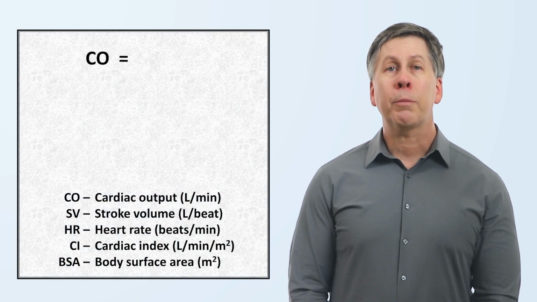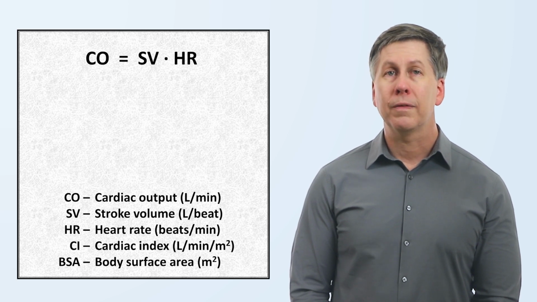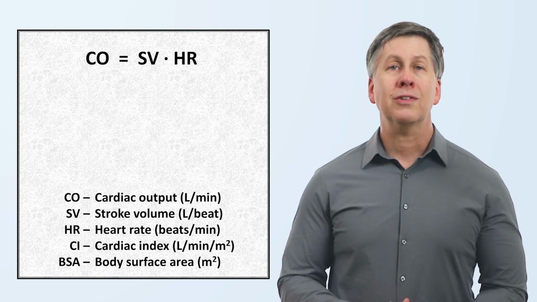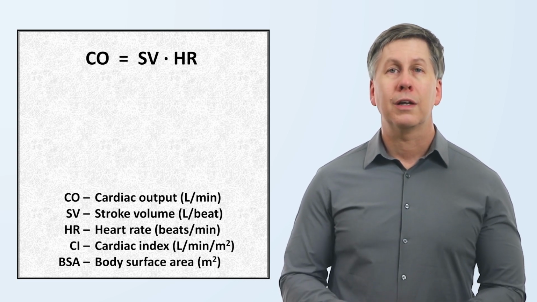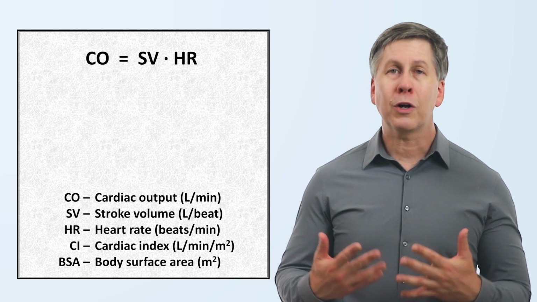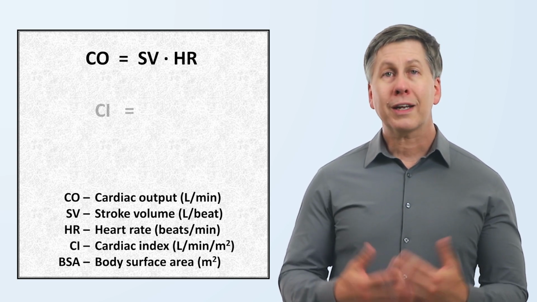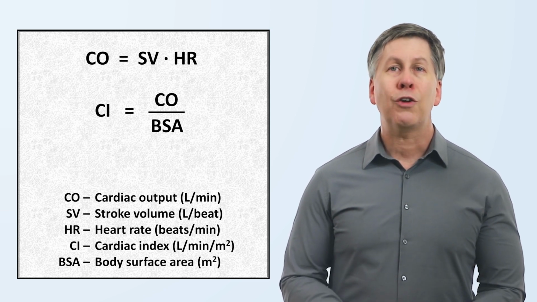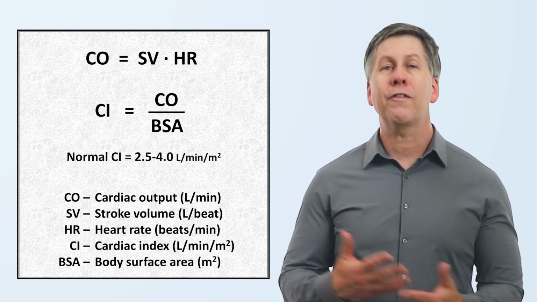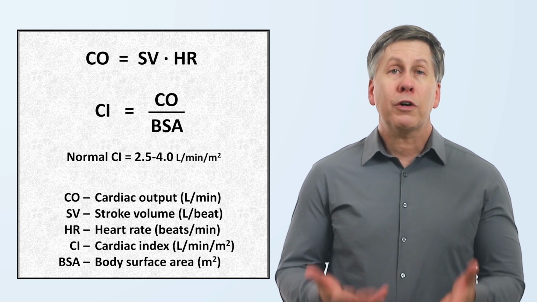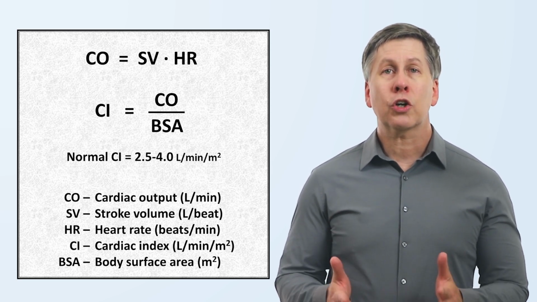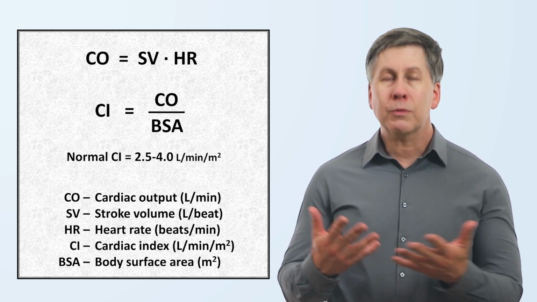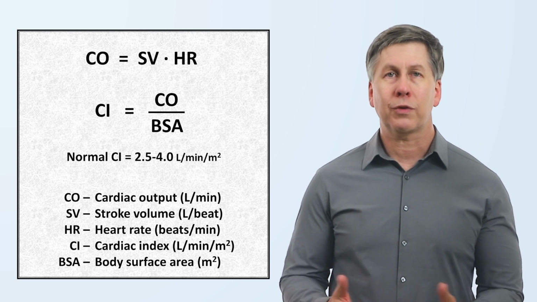Mathematically, the cardiac output is the stroke volume times the heart rate. In other words, the blood ejected from the ventricle with each contraction times the number of contractions per minute. And of course, it's assuming that all the blood's moving forward. And cardiac index is just cardiac output divided by body surface area. A normal cardiac index is about 2.5 to 4.0. However, physicians do not typically calculate the cardiac output and index this way in real-life clinical situations because of the problems we saw with measuring stroke volume and ejection fraction.